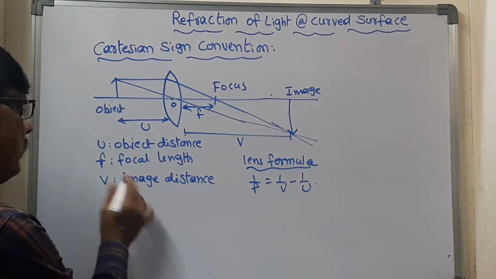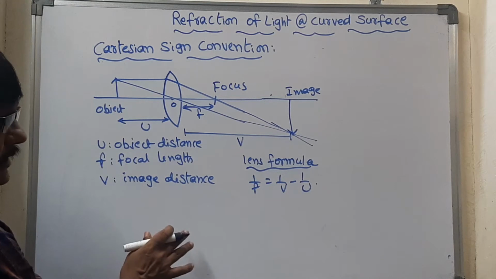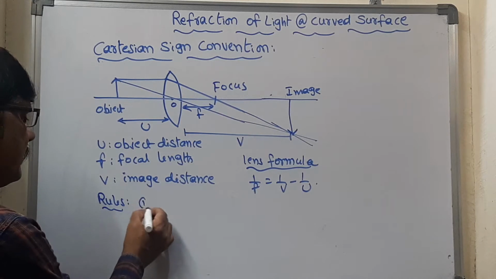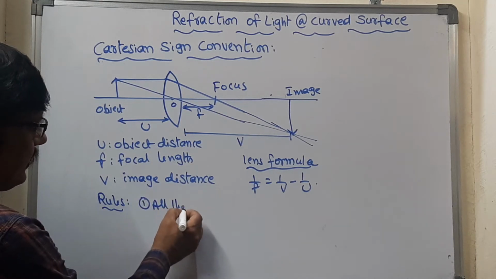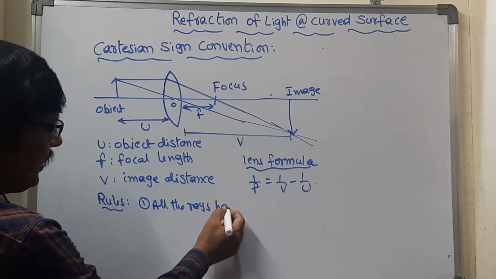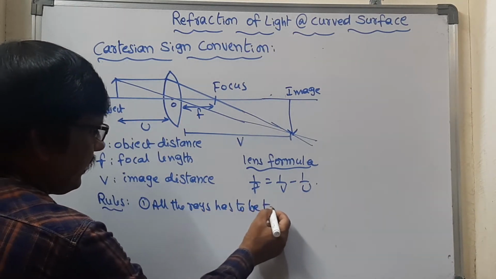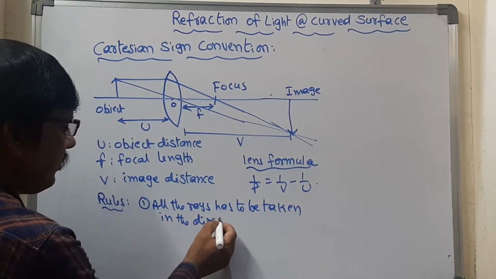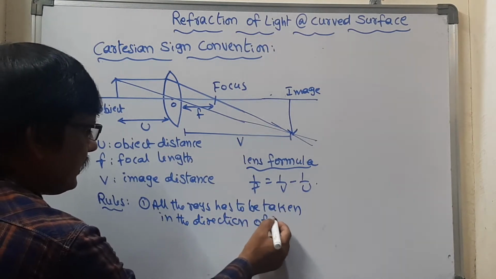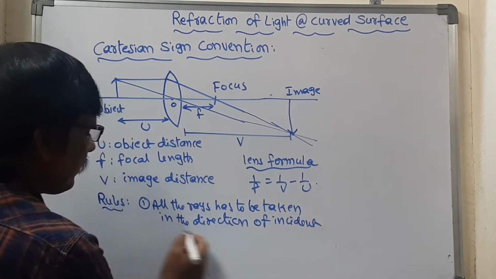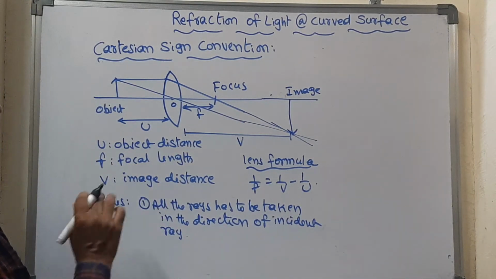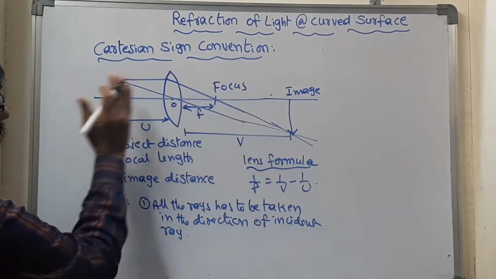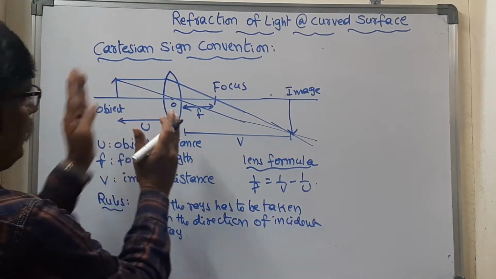First of all, let us take two rules of the sign convention. What are the rules? The first rule is that all the rays have to be taken in the direction of the incident ray. What is meant by the incident ray? The ray starts right from the object and travels towards the lens, so the direction has to be taken left to right.